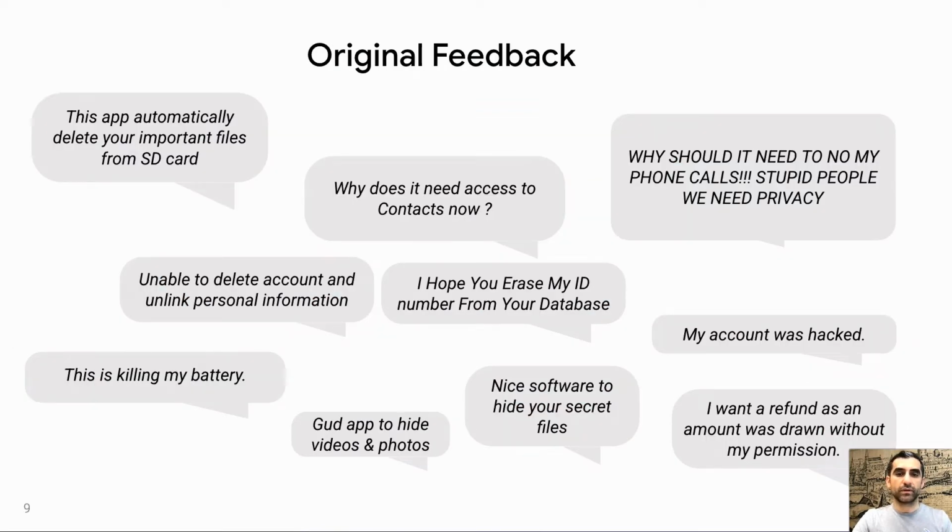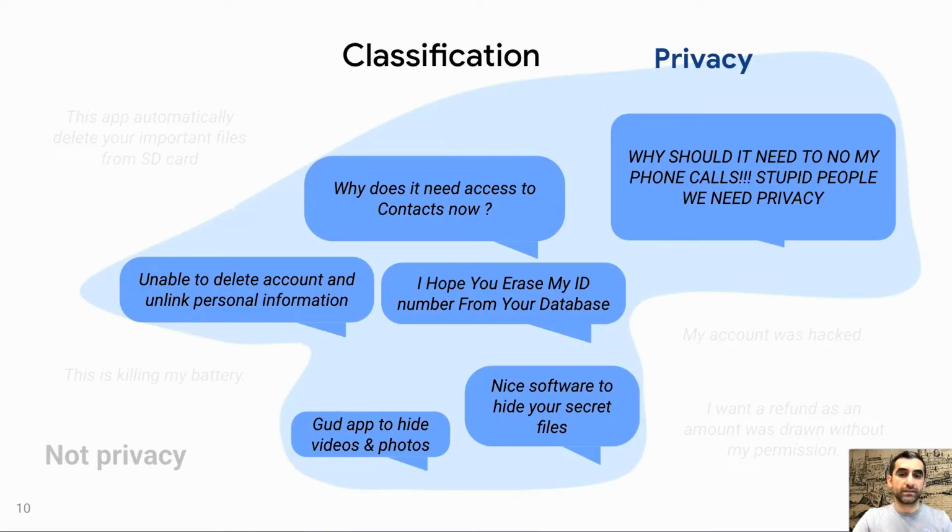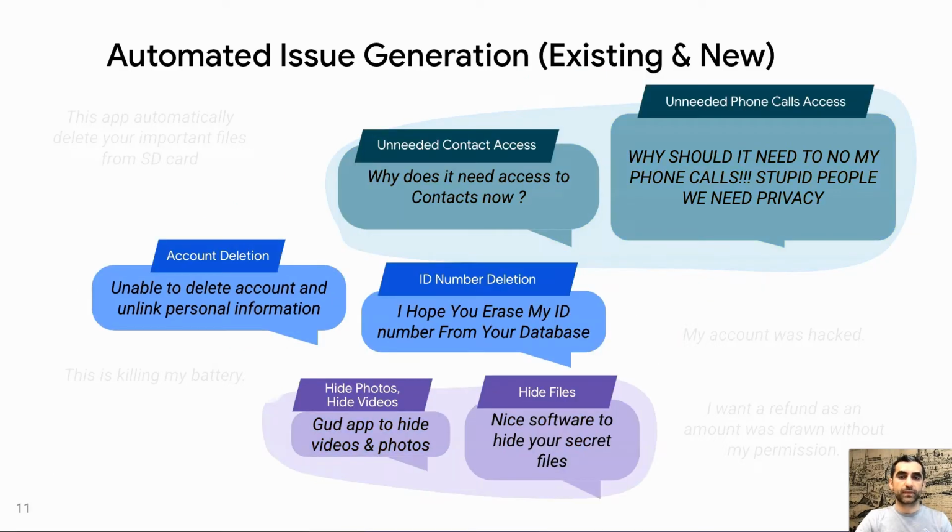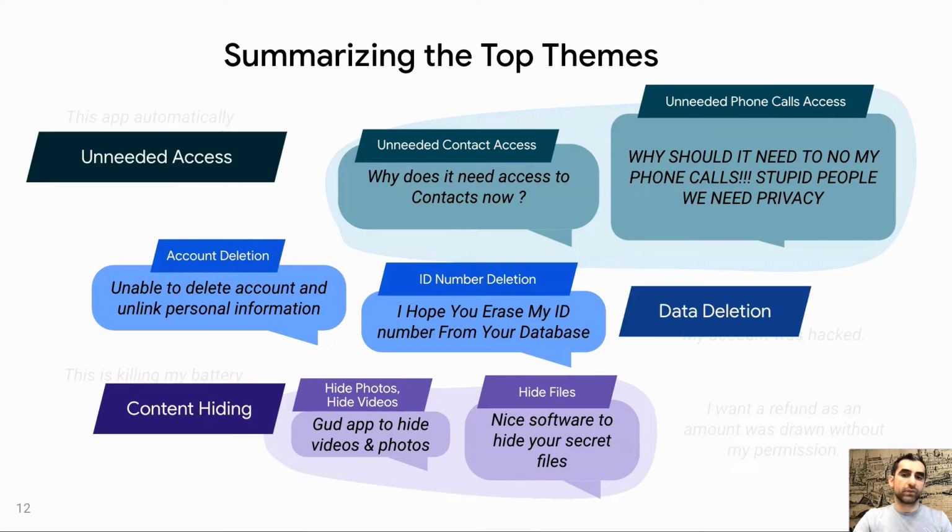Here's an example of how reviews look. They can be very informal and commonly have spelling errors. Our privacy classifier sifts through the data to extract the privacy reviews and exclude the non-privacy ones. Our issue generation model assigns each review one or more fine-grained issue tags. For example, unneeded contact access is assigned to the review saying, why does it need access to my contacts now? Next, issues are clustered into themes. Here we abstract the combination of hide photos, hide videos, and hide files into content hiding. All of this is done automatically without being restricted to a predetermined set of issues or themes.